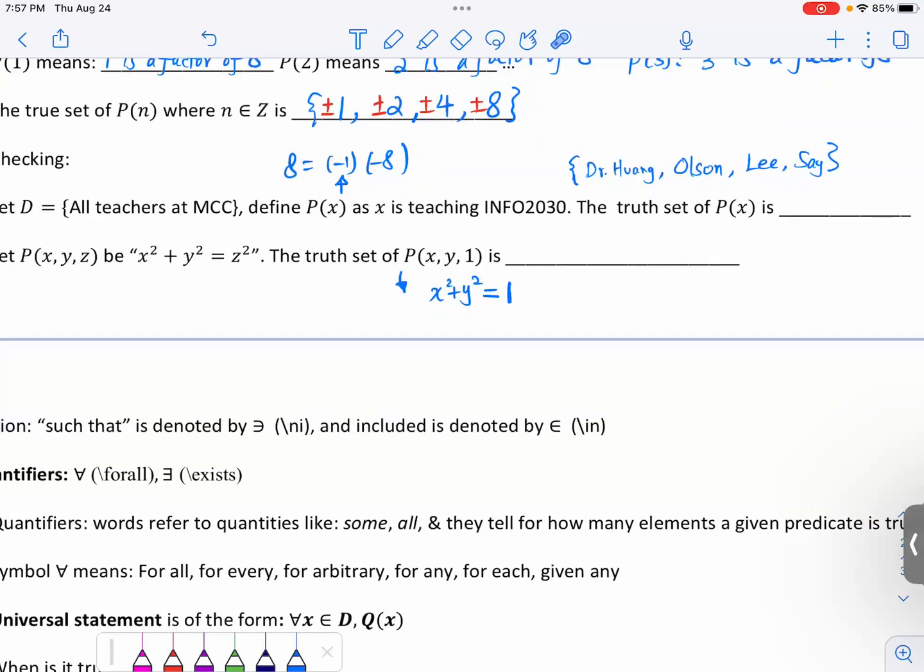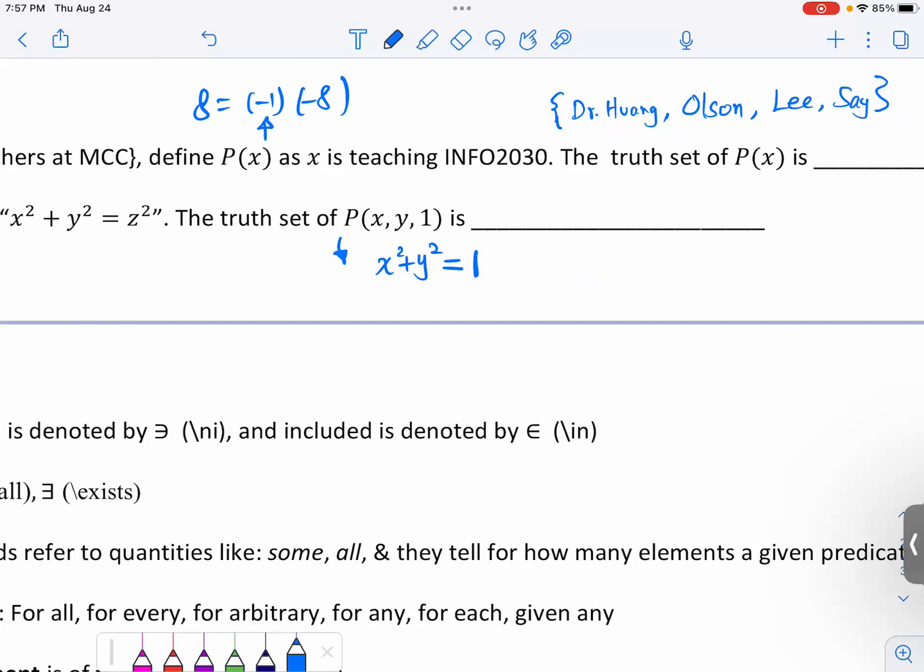If you are not very rusty in algebra, you do know that this actually represents a unit circle, and any point on the circle would be a solution, would satisfy this particular equation. So there are infinitely many points. Now, how do you represent this result?